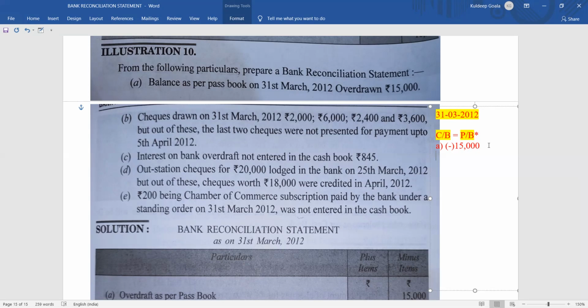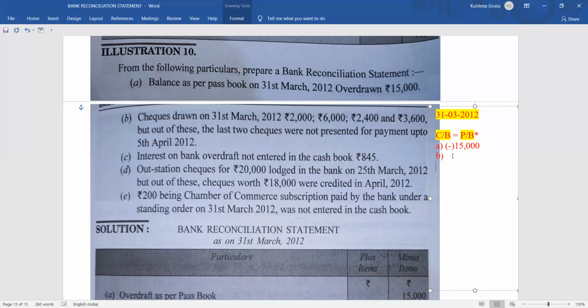So after that, what is given? Now let's see what is given in number B. Number B says that checks drawn on 31st March. Check was drawn means payment was done on 31st of March 2012. How much was the check? 2,000, 6,000, 2,400 and 3,600. There were four checks. But out of these, the last two checks were not presented for payment up to April 2012, that means up to 5th April. If it is not done, obviously it is not done up to 31st of March, right?